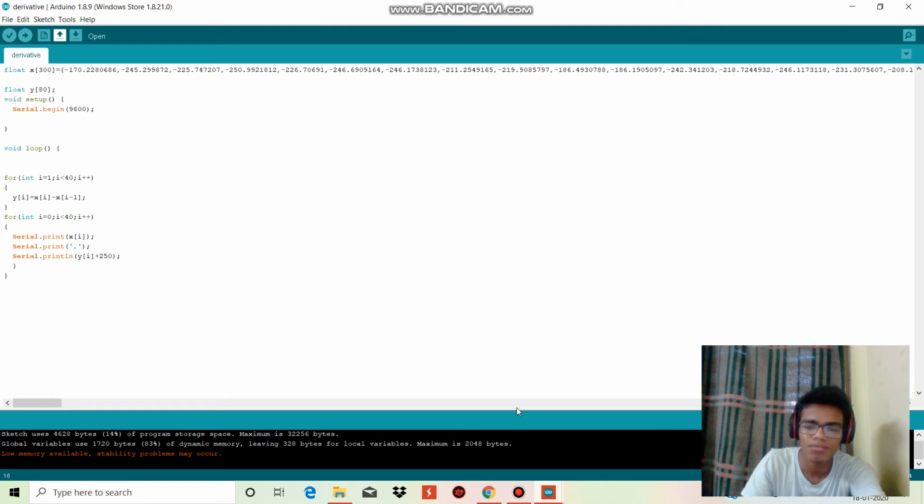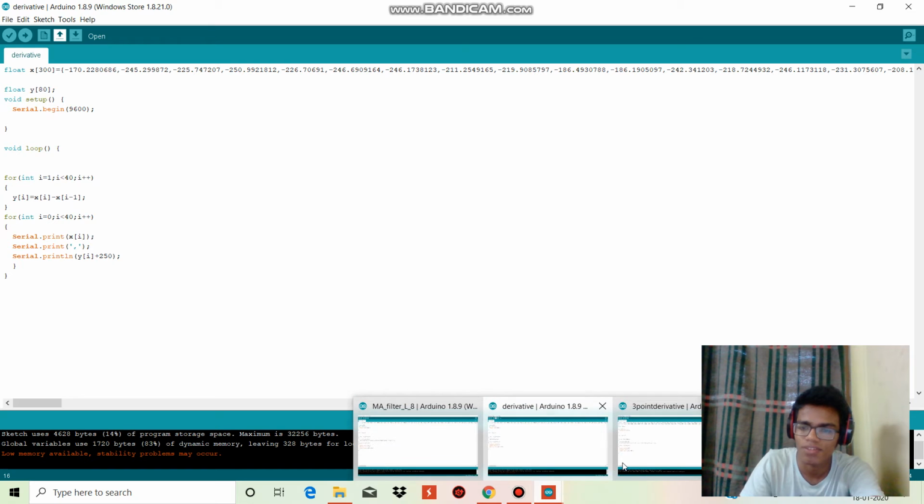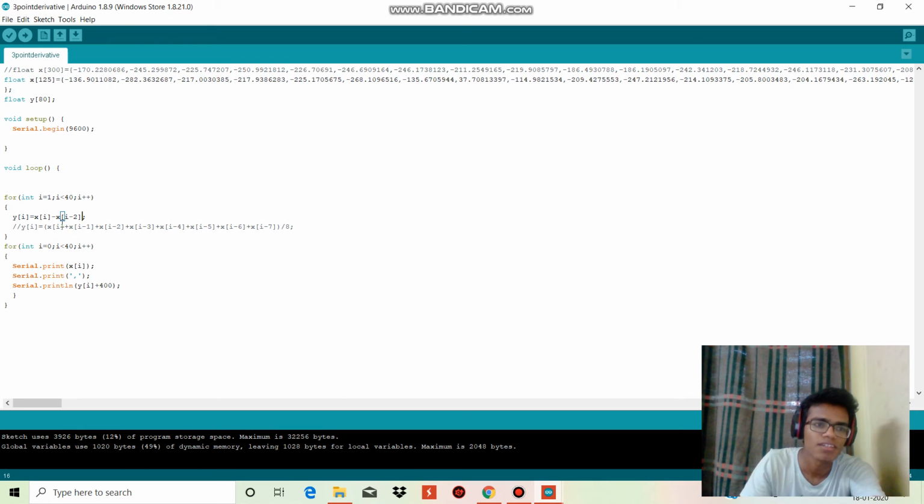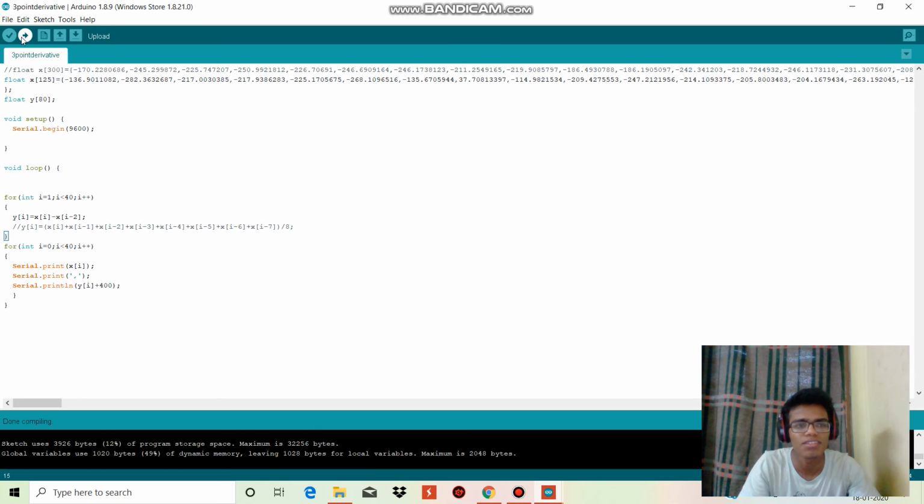Now next comes the 3-point derivative filter. Here everything is the same except for this part. Here we have written i minus 2. If we were to compile it and run it, we can see the plot.